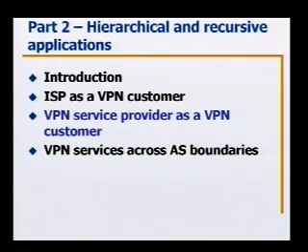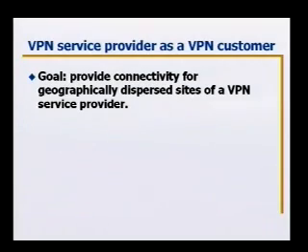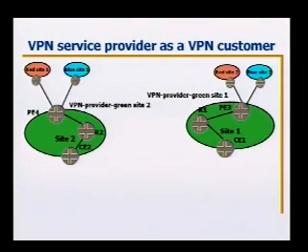Okay, so far we've seen an ISP as a VPN customer. Let's see a scenario where the VPN customer is himself a VPN service provider. And the goal is simple. Let's provide connectivity for geographically dispersed sites of a VPN service provider. What does it look like? We have a VPN provider green. It has two sites, Site 1 and Site 2, and it has two customers, customer red and customer blue.